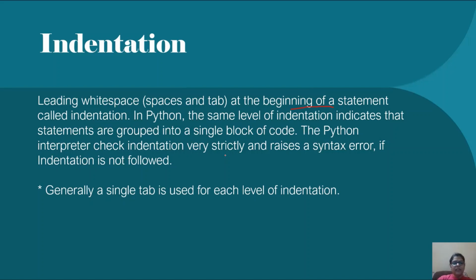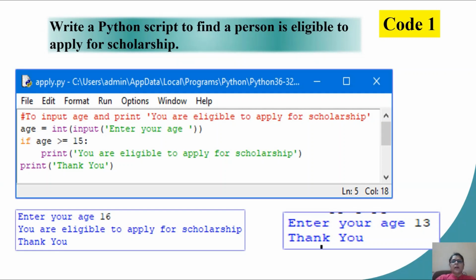Generally, we leave a single tab for each level of indentation. We'll see this in the coming examples, don't worry. So let us see the first example. You need to write a Python script to find if a person is eligible to apply for a scholarship or not.